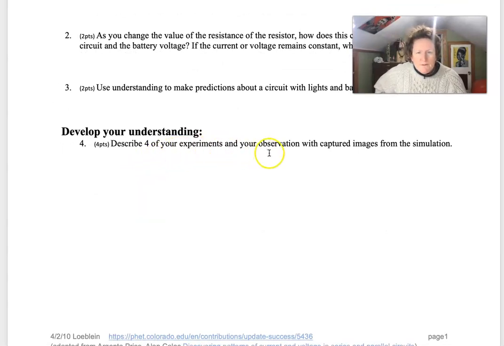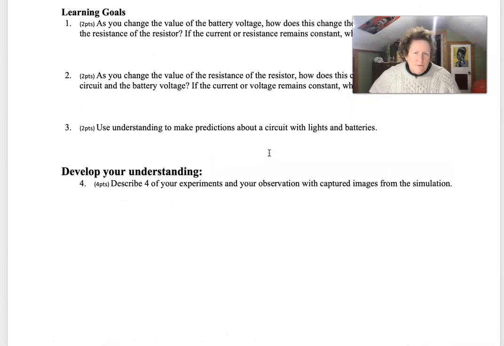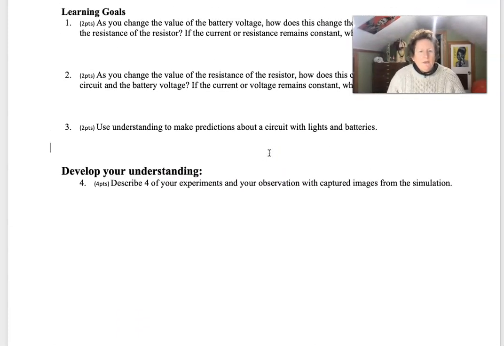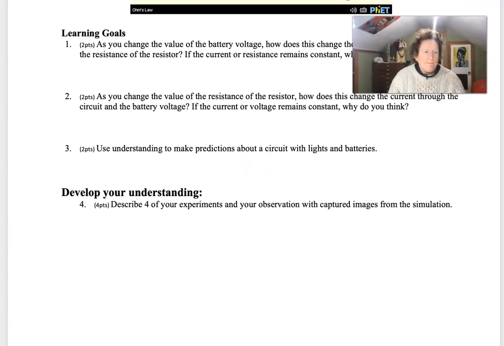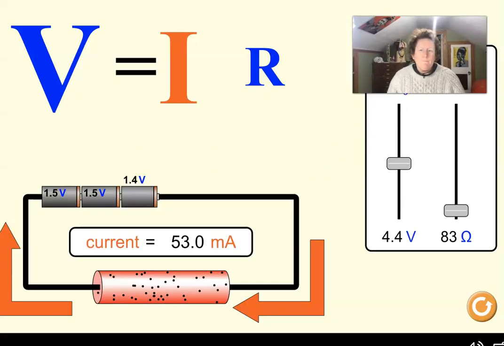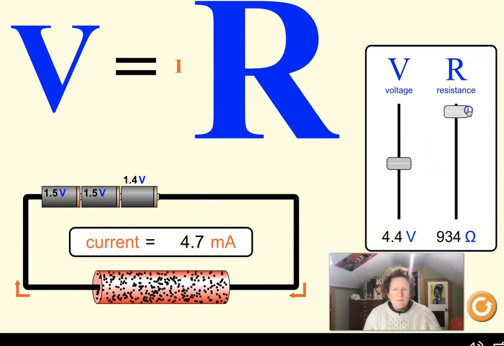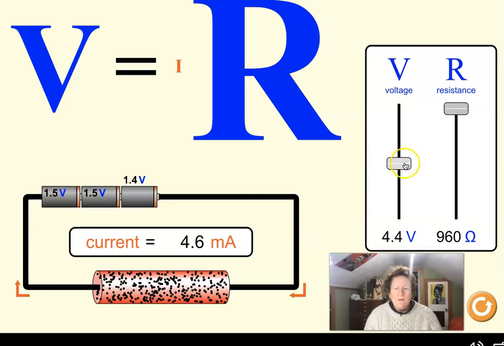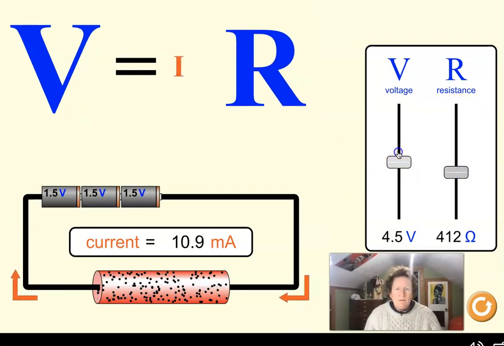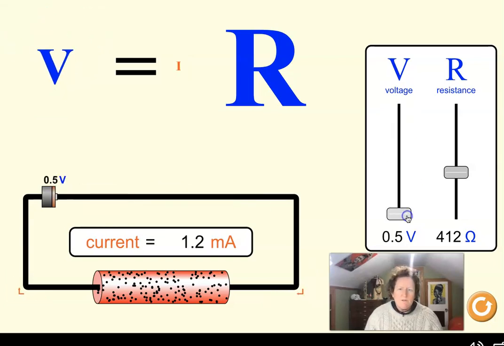So describe 4 of your experiments with captured images from the simulation. Well, what you want to do here is play with and capture different aspects of voltage and resistance. So you could, for example, turn the resistance down, like here, take a screenshot of this, turn the resistance up, take a screenshot of this, put resistance kind of in the middle, have high voltage, have low voltage, take a picture of each of those, and those are great experiments to do.